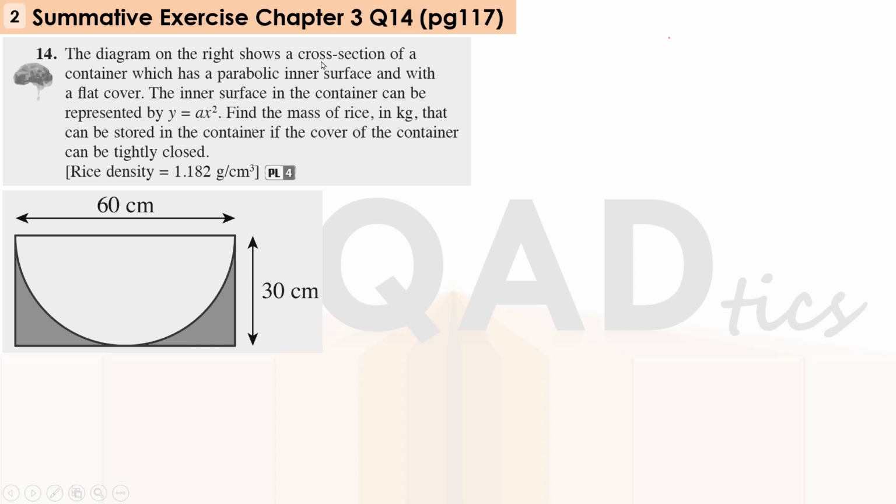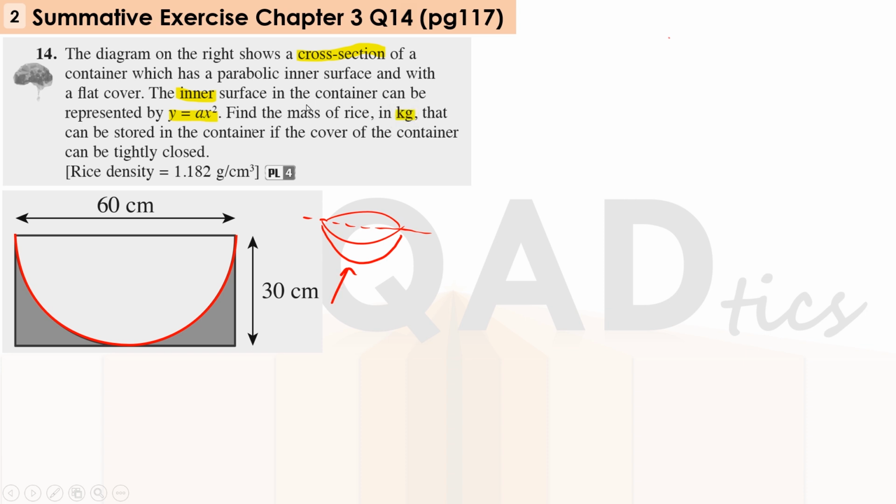Second question here, we have a cross section of a container. So cross section means here we have a bowl, let's say, and then we cut this bowl in half, right? So the view of this diagram is actually from this side. Okay, so this means that when we open this container, here is actually curved. Okay, so this curved surface, we have an equation which is y equals ax squared, right?